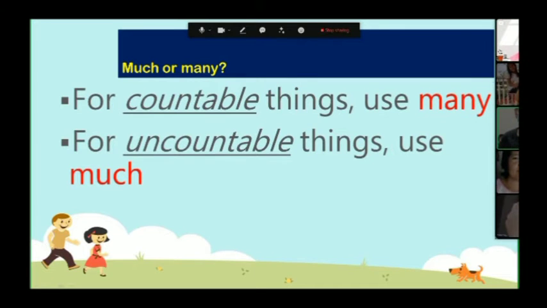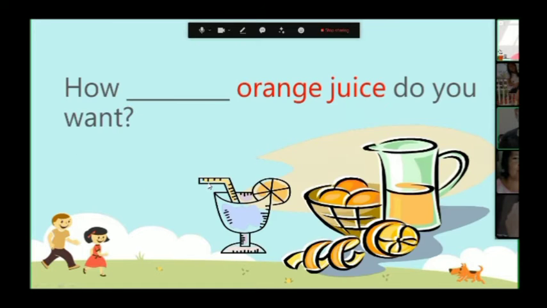Okay, so what are the things we need to remember when using much or many? For countable things, we use many. Very good. Uncountable things use much. Very good. So always remember that rule. For countable things, we use many. For uncountable things, we use much. So I know you already know this, countable and uncountable. So let's go now to this example.